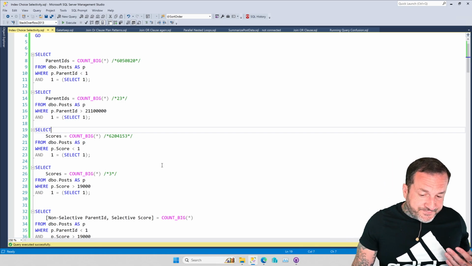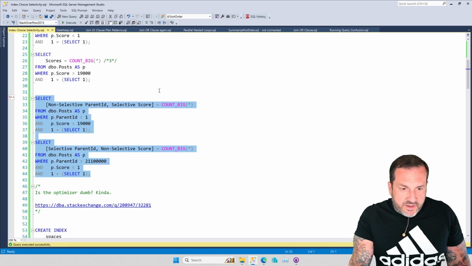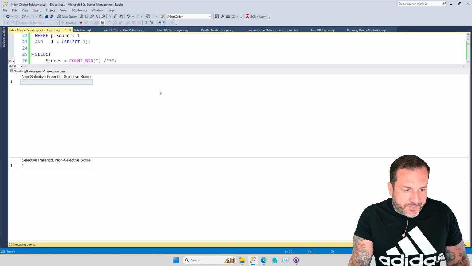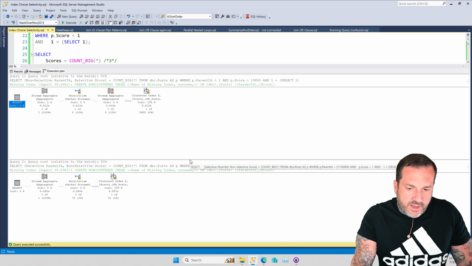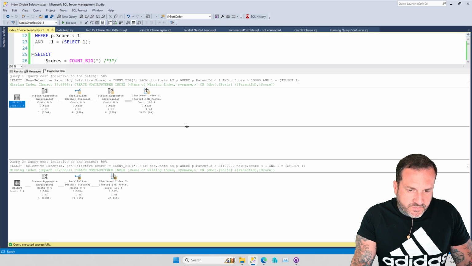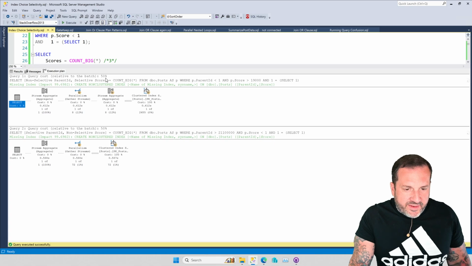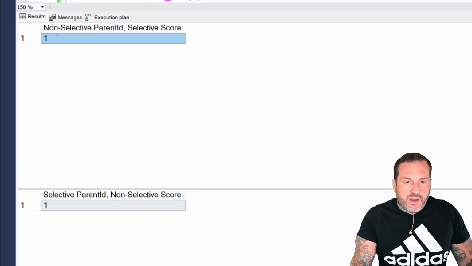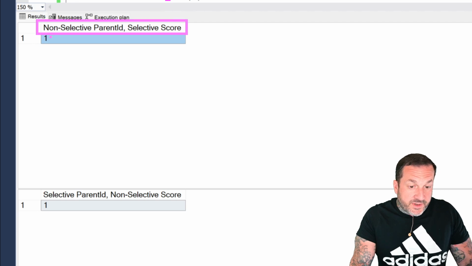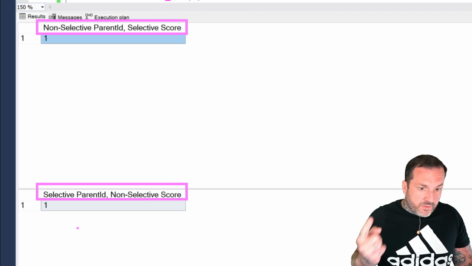So, with that out of the way, let's look at a stupid missing index request. And the reason it's stupid is because the optimizer is not very helpful when it comes to deciding on key column order for missing indexes. So if we look at these two queries, we can see that we have mixed and matched, right? Actually, let's go to the results, because I named these results very helpfully. Non-selective parent ID with a selective score, we still returned one row. And then a selective parent ID with a non-selective score, where we still returned obviously one row, but a count of one. So we filter this down to one single row with those predicates.